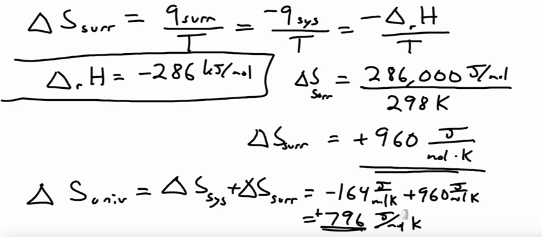And so we can say the entropy of the universe increases when we burn hydrogen and oxygen to form water. Not because the water has higher entropy, but because it gives off so much heat that it increases the entropy of the surroundings. So whenever we're using entropy as a criteria for what's going to be spontaneous in the universe, we want to use the total entropy, the entropy change of the universe.